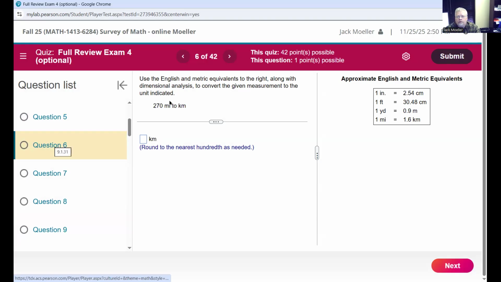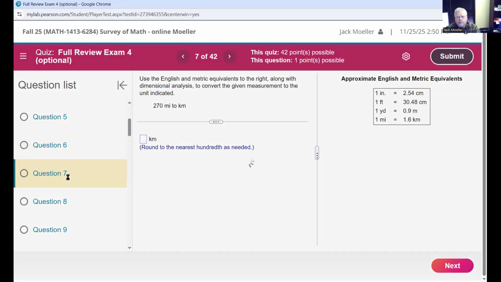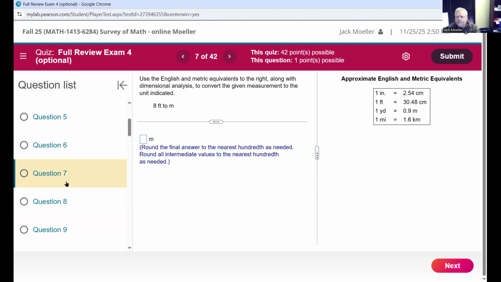Okay, same with miles. We know that 1 mile is 1.6 kilometers. So miles will go on bottom, 1.6 kilometers goes on top. So you're just doing 270 times 1.6. Like I said, I don't think I need to work through every single problem, especially if they're just one step. Here's one, feet to meters.